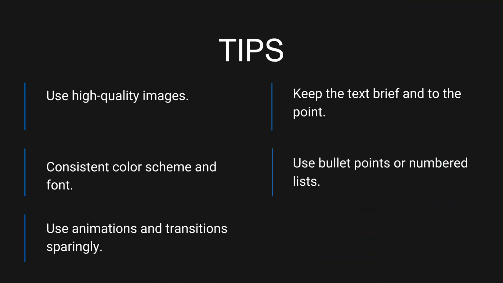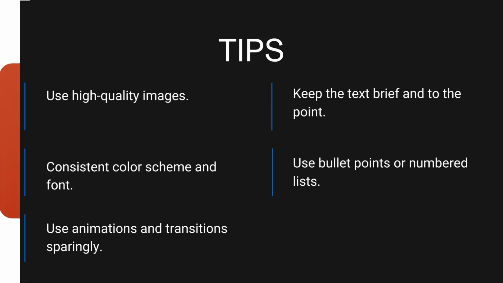Here are some tips for enhancing the visual appeal of your slide. Use high-quality images that are relevant to your content. Keep the text brief and to the point. Use a consistent color scheme and font throughout your presentation. Use bullet points or numbered lists to break up the text. Use animations and transitions sparingly.